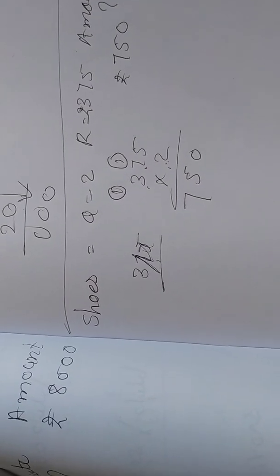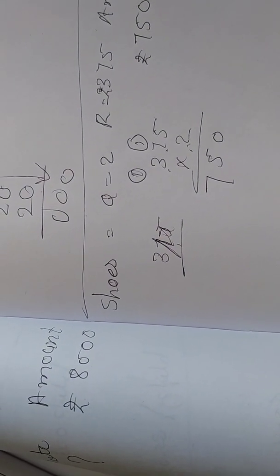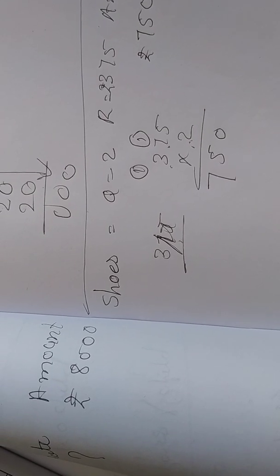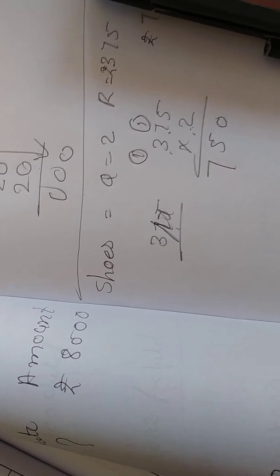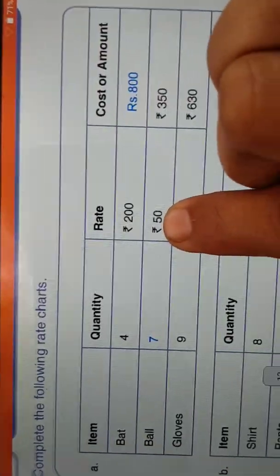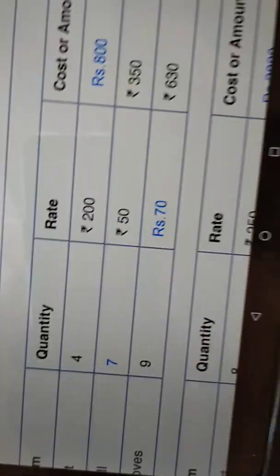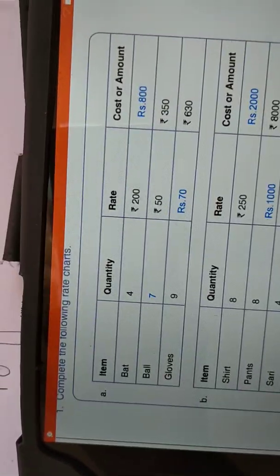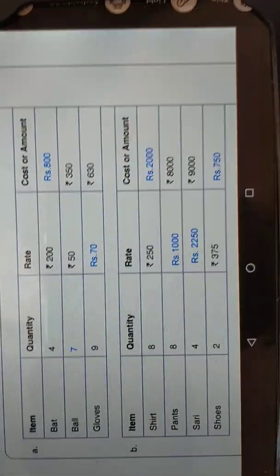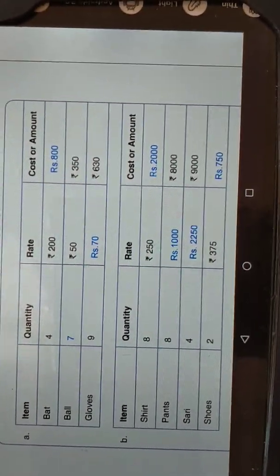Now students, I'll show you both the chart A and B. You have to look at this and write it down in your notebook. I'll give you 1 minute. You have to complete your work. Okay students, first you have to complete chart number 1. Okay, I'll give you 2 minutes. You have to complete both the charts, rate chart A and B both.